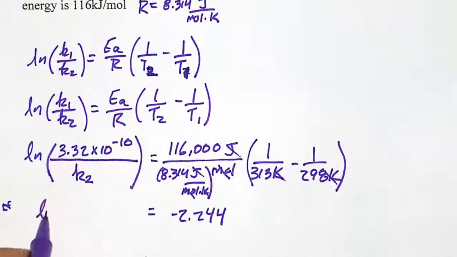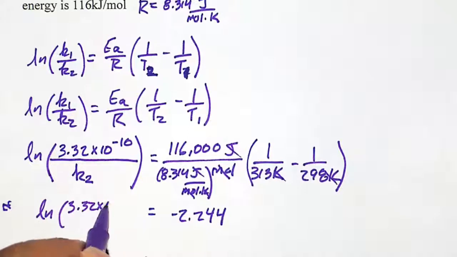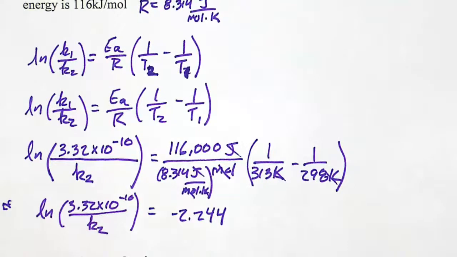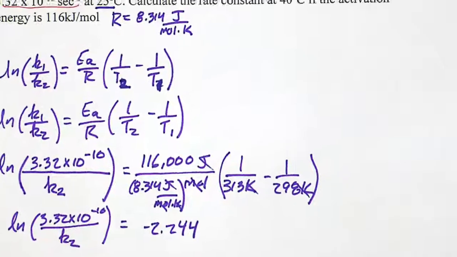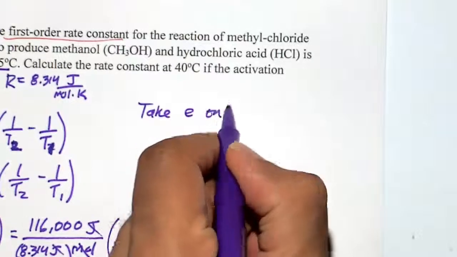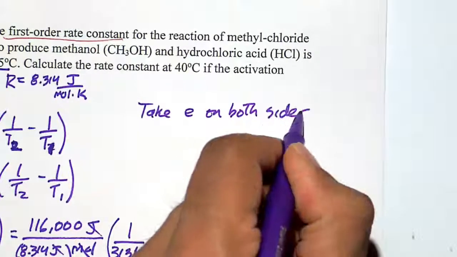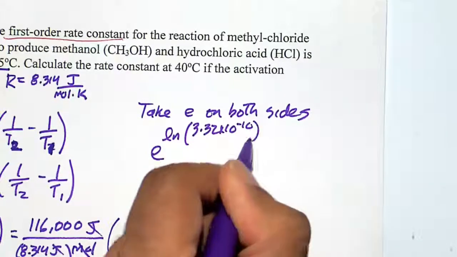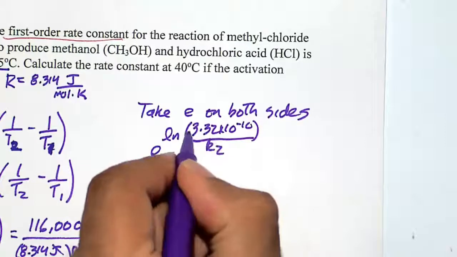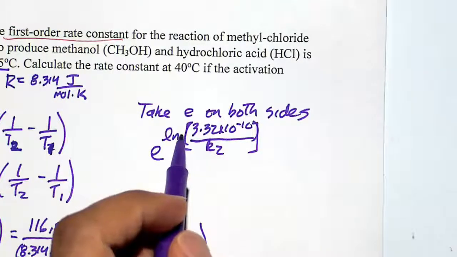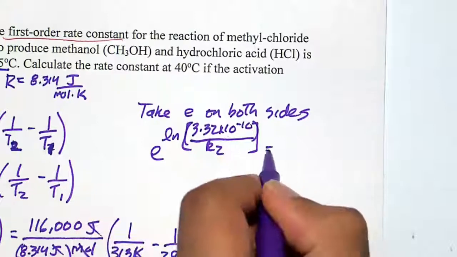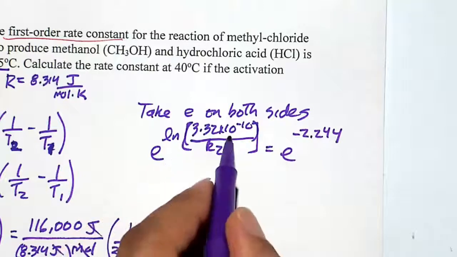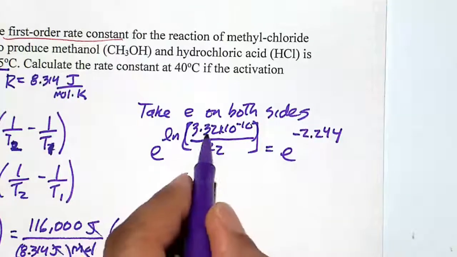And all of this has to equal the natural log of 3.32 times 10 to the minus 10 divided by K2. So let's take e to both sides of the equation. On both sides, that's the inverse natural log. So e to the power of the natural log of 3.32 times 10 to the minus 10 divided by K2 has to equal e to the power of minus 2.244. So e to the natural log of x is just going to equal x, so this pops that out.